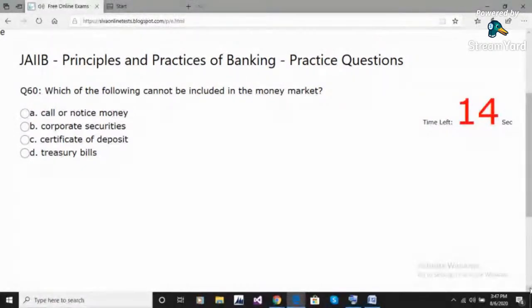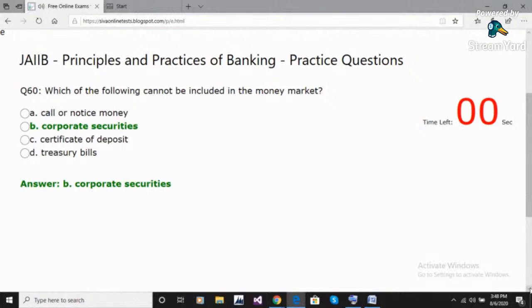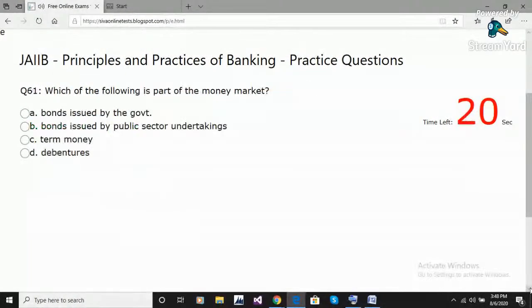Option A call or notice money. Option B corporate securities. Option C certificate of deposit. Option D treasury bills. Answer B corporate securities. Question 61, which of the following is part of the money market?